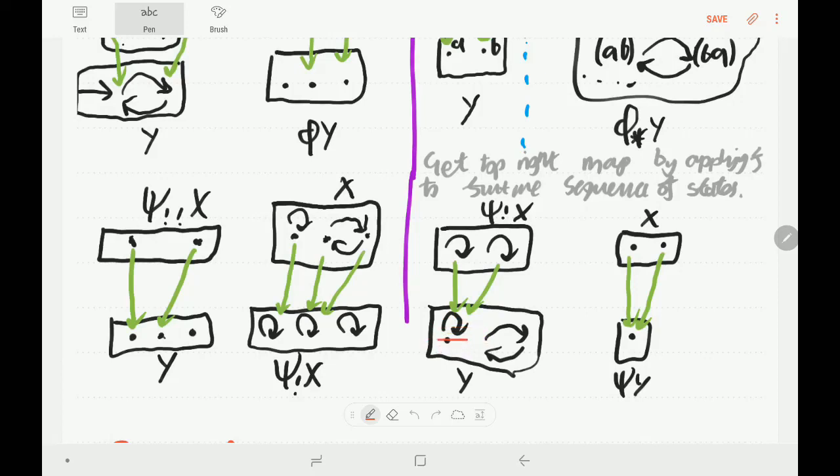In the category of dynamical systems, the terminal object is just a dynamical system with a single fixed point, a self loop, if you like. And so the points of a dynamical system correspond to the set of fixed points in that dynamical system. This functor psi takes a dynamical system and gives us the set of points, the set of fixed points.